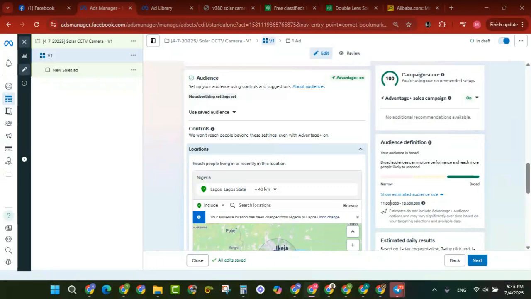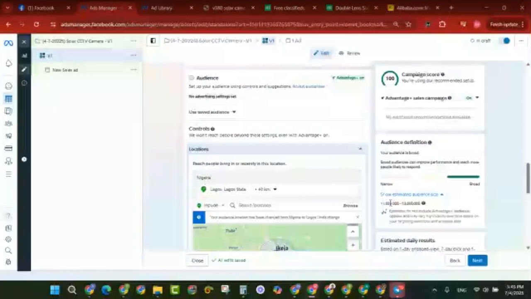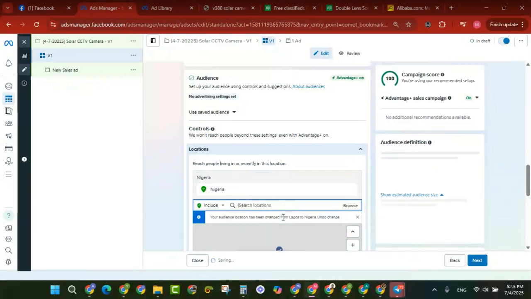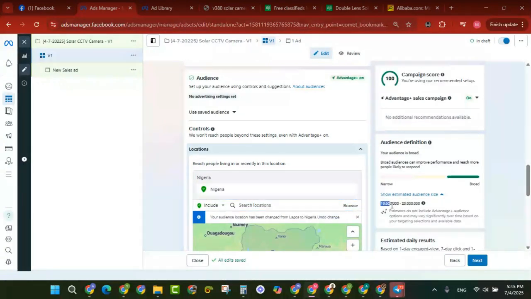11.6 million. But if I choose the whole of Nigeria, let me just say Nigeria, you can see the estimated size is what? 19.6 million. Because the audience is large, it's going to make my CPM, the amount Facebook is going to be charging me for every 1,000 people they show my ad to, be lower.